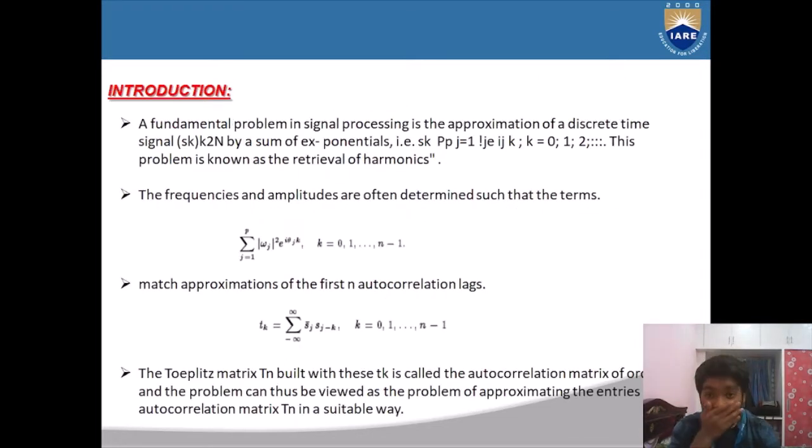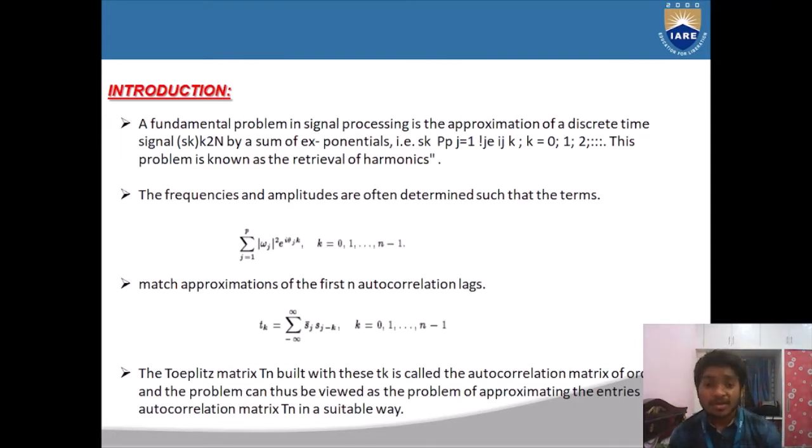Introduction. A fundamental problem in signal processing is the approximation of a discrete time signal by a sum of exponentials. The easiest problem in matrix form is the sum of exponentials, i.e. s_k = sum over j equal to 1 to p of ρ_j e^{-i θ_j k}, for k equal to 0, 1, 2, ..., n minus 1. This problem is also known as the retrieval of harmonics, and it can be solved by taking its eigenvalues or any other form.